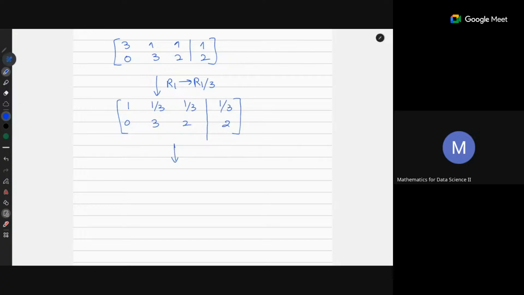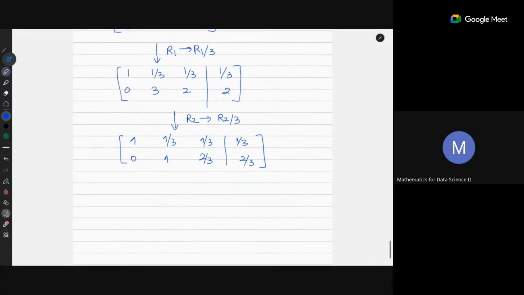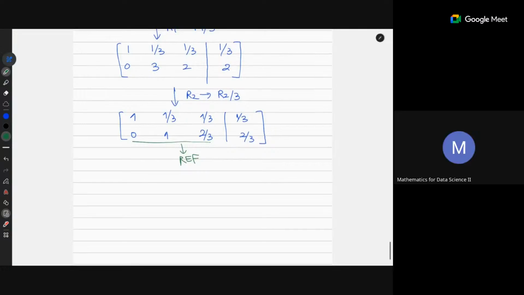Okay, now what do we do? The second row to be divided by 3. Correct. Second row we can divide by 3, and we will get 0, 1, 2 by 3, 2 by 3. All right. Now this is an REF form, right? Now I have obtained a matrix. So this matrix is an REF form. Are you guys agreeing with me? Yes. Right. Now I can stop here and I can write down the solution.